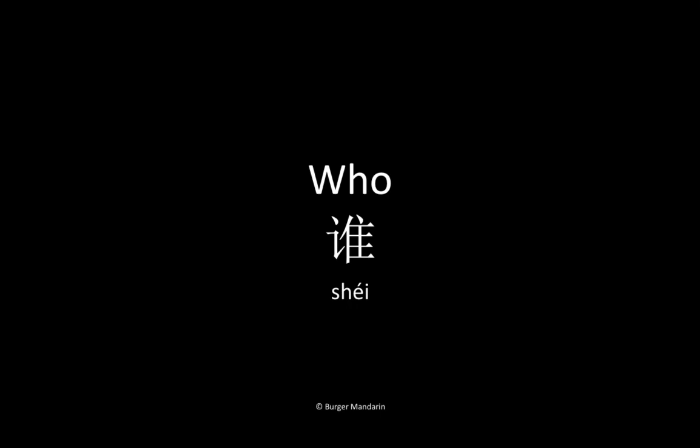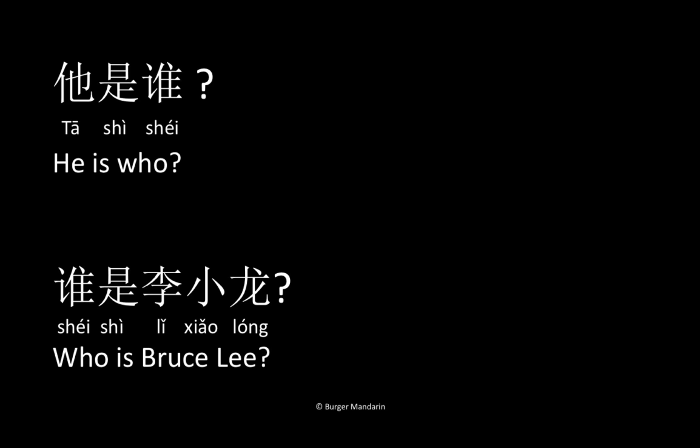The Mandarin for who is 谁. So for example, 他是谁? 他是谁 means who is he? 他 means he. 是 means is. 谁 means who. 谁是李小龙? 谁 means who. 是 means is. 李小龙 means Bruce Lee. 谁是李小龙?